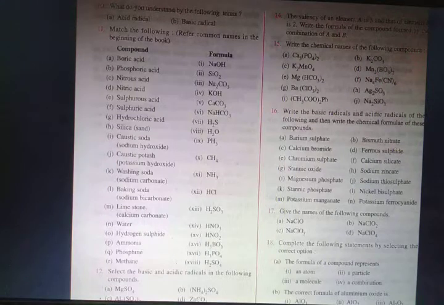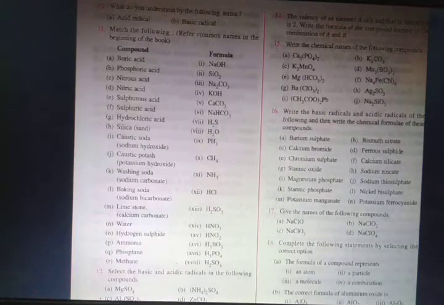The next, phosphoric acid is H3PO4. Nitrous acid, HNO2. Nitric acid, HNO3. Sulfurous acid, H2SO3. Sulfuric acid, H2SO4. Hydrochloric acid, HCl. Silica, SiO2. Caustic soda is NaOH. Caustic potash, KOH.